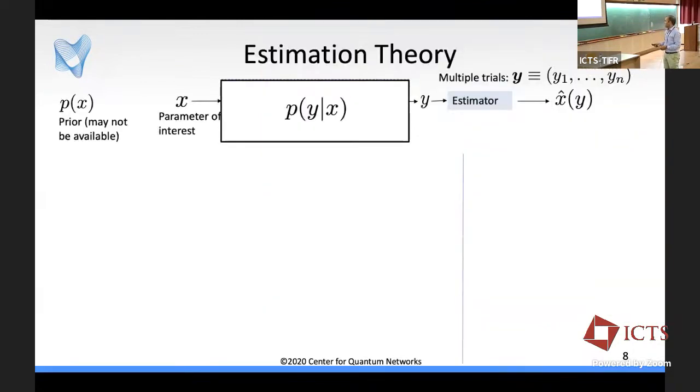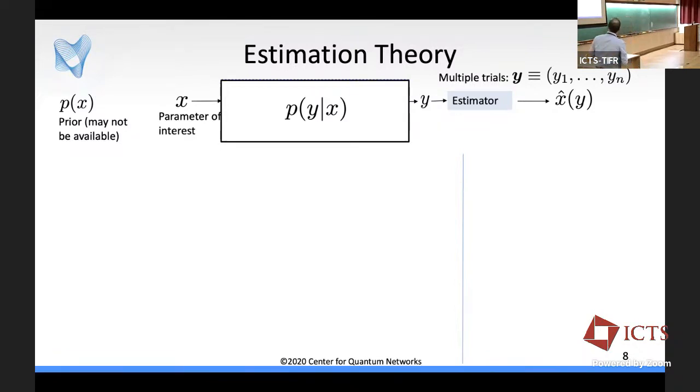So let's talk about estimation theory, classical estimation theory, in this very basic, simple construct. X is my parameter of interest, but what you actually see is Y, which is a noisy version of X. And you know P of Y given X, perhaps because you know where X comes from and what measurement you have chosen. Y is the output of your measurement. Your job is to estimate X.